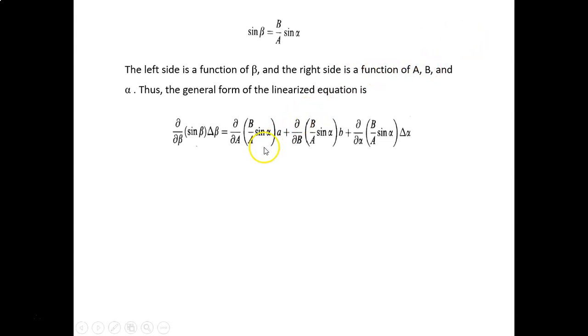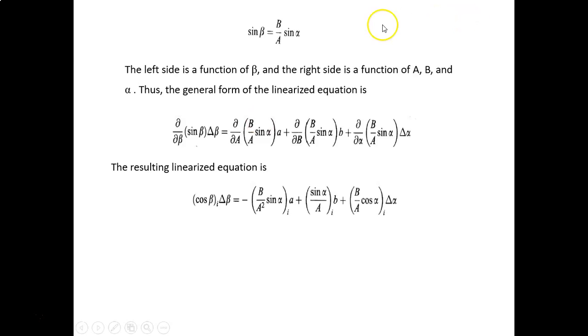therefore we will differentiate it by partial differentials. Dou by dou beta of sin beta into delta beta is equal to dou by dou A of B upon A sin alpha into small a plus dou by dou B of B upon A sin alpha into small b plus dou by dou alpha of B upon A sin alpha into delta alpha. Therefore by differentiation we are getting the values, that is the resulting linearized equation is.